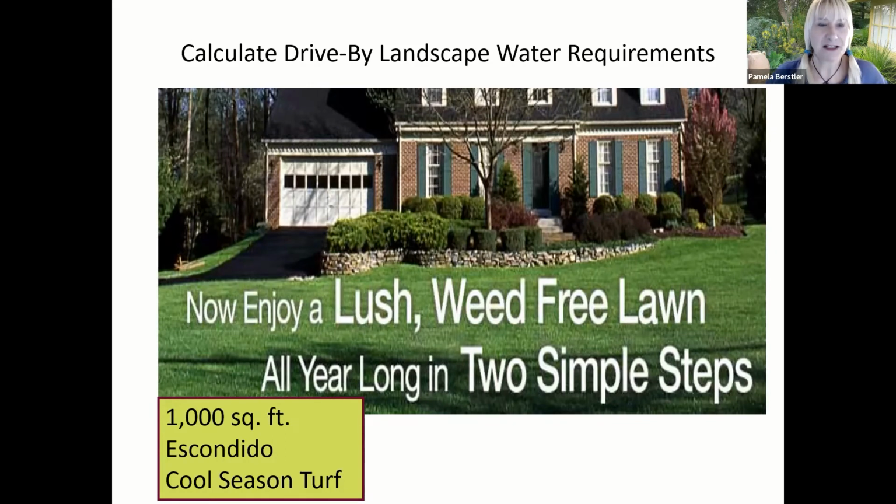Let's say 50 inches a year. You drive by, it's 1,000 square feet. You can see very clearly that it's a cool season turf, so it's really close to the ETO plant, and it's lush weed-free lawn, so it must be very close to the ETO plant. And that's a high water use plant. Boom, you come up with your calculation very quickly. Take the square footage times the ETO times the plant factor. As you're driving by, you don't really need to think about distribution uniformity, but you can, and that works.